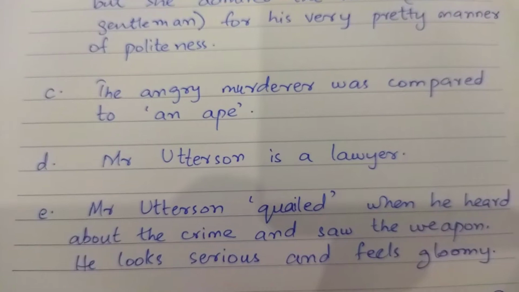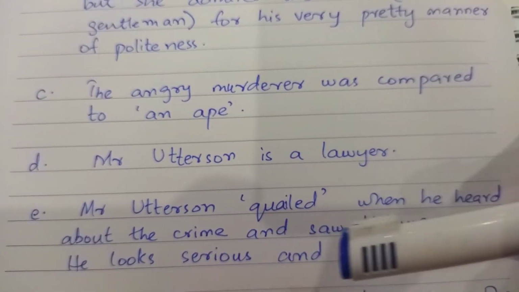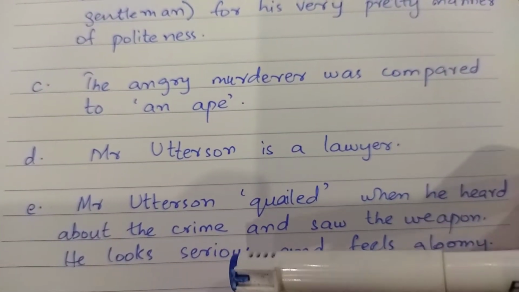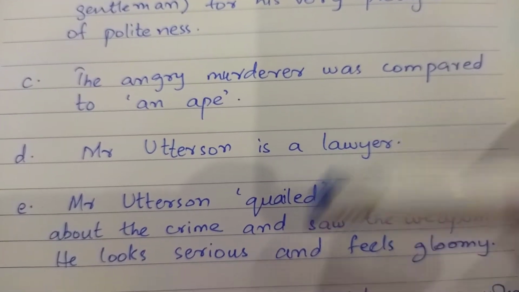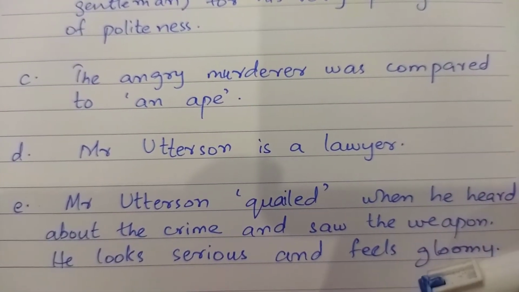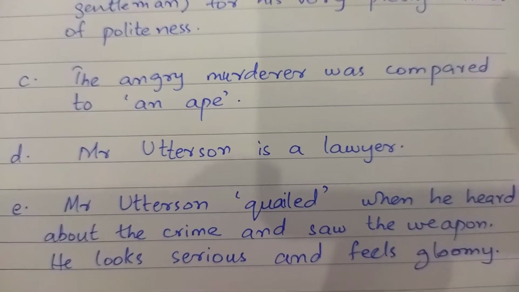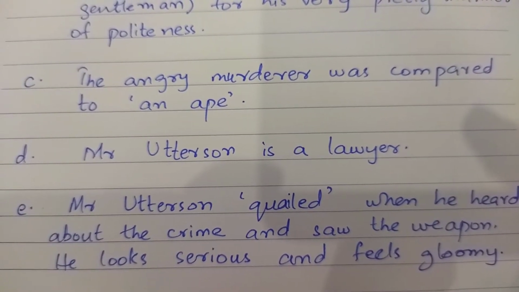So the answer to part E is Mr. Utterson quailed when he heard about the crime and saw the weapon. He looks serious and feels gloomy. That is, he got upset when he heard about the crime.